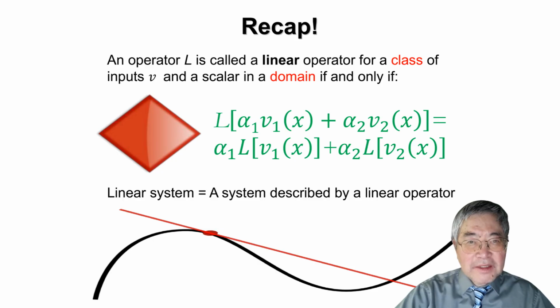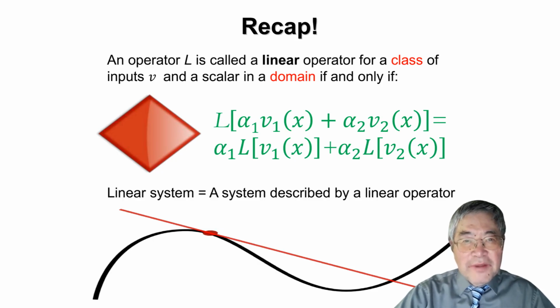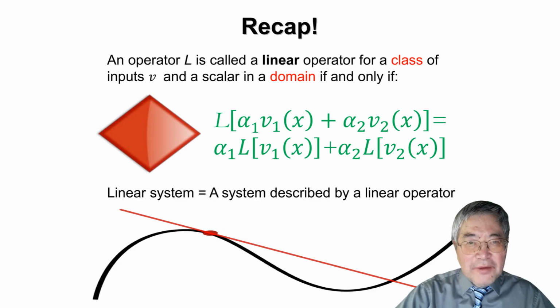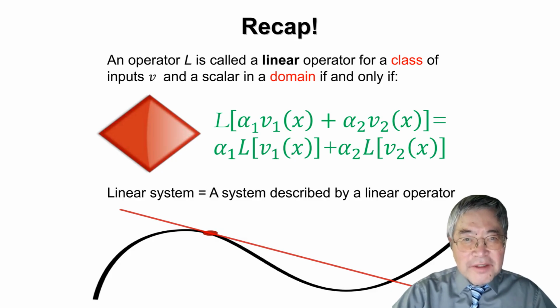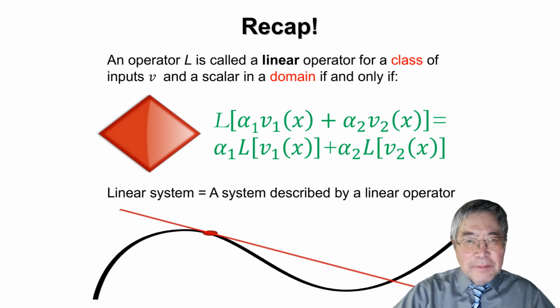We can express this defining property with the following equation. L of alpha 1 times V1 of x plus alpha 2 times V2 of x equals alpha 1 times L of V1 of x plus alpha 2 times L of V2 of x. What this means is simple but powerful. If you combine two inputs and scale them, applying the system operator to that combination gives the same result as applying the operator to each input separately, scaling the outputs and adding them up.